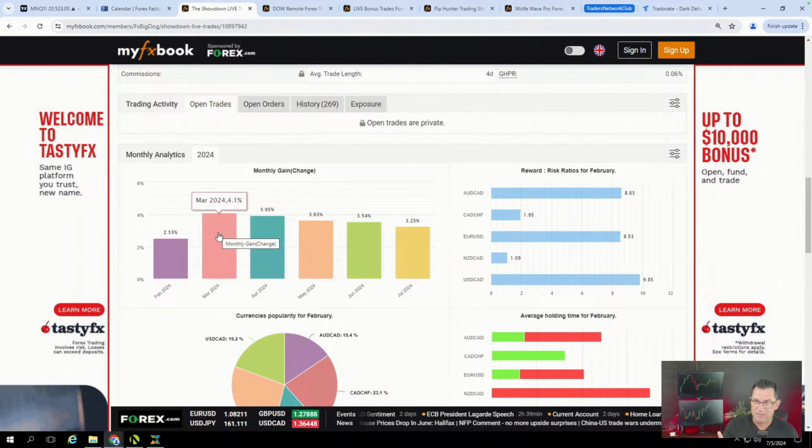And I want to just say this, all right? This is trading only once a week on a Friday. So placing trades once a week on a Friday, we were able to make between 3 to 4% per month.